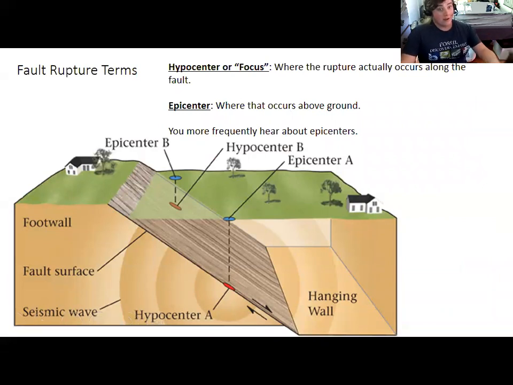I apologize for that. Meanwhile, the hypocenter is underground, usually along the fault where it is actually occurring. Now, you will more frequently hear about the epicenter in the news because the epicenter is the location on the surface directly above where the hypocenter of the earthquake is. And is epicenter A in this diagram directly along the fault itself?